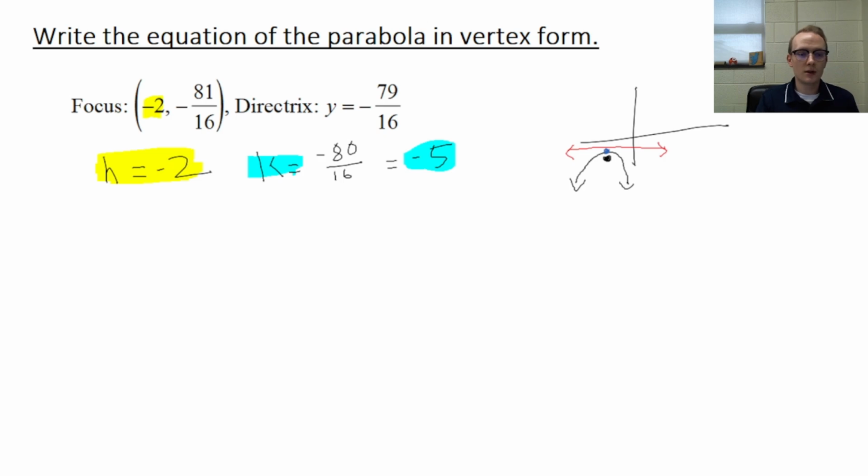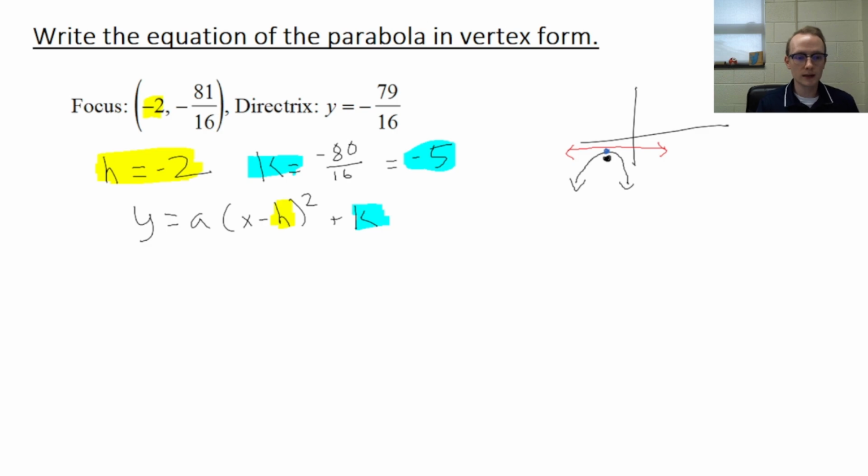So now all we need to do again is find the a value. We know this is a vertical parabola, so our equation is going to be y equals a times (x minus h) squared plus... well, I guess minus 5, but I'm going to write plus k here for now. So y equals a times (x minus h) squared plus k. So all we need to do is find a.